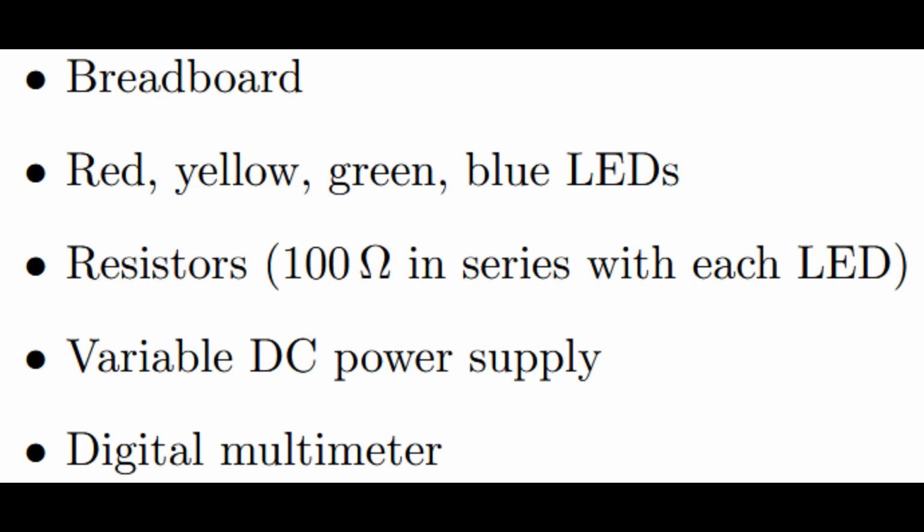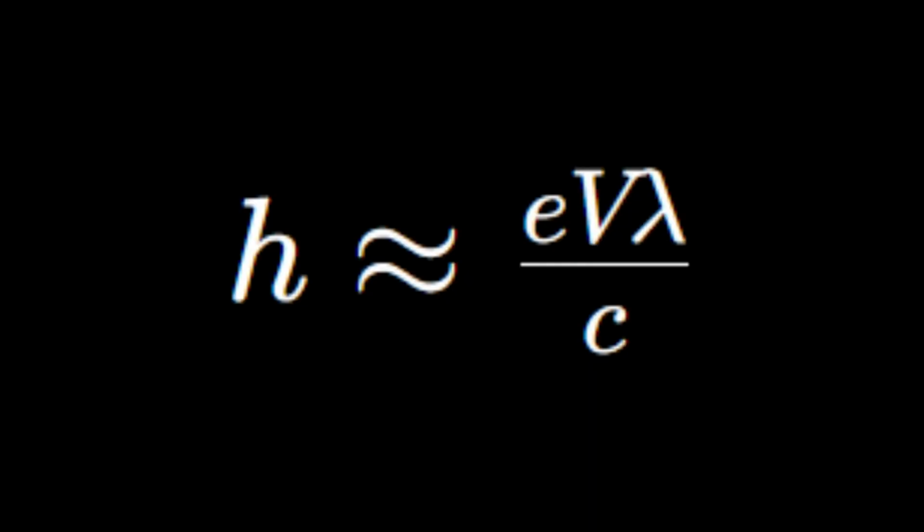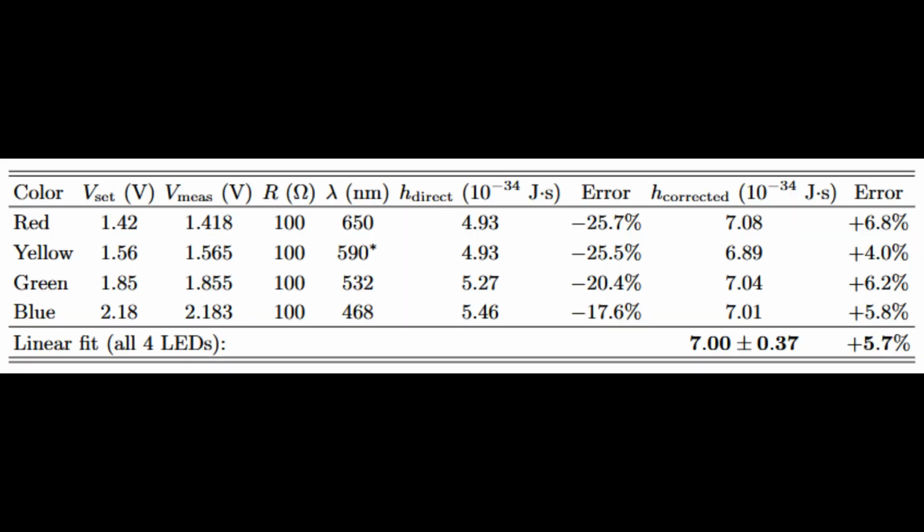These were the equipment we used to measure Planck's constant. We first constructed a circuit using the resistors and the LEDs. We tied them together and gave voltage to the circuit. Then we increased the voltage until the LED started to glow, and at that instant, we noted the voltage. Then, using this voltage value, we plugged it into the equation on the screen right now. That was how we measured our Planck's constant experimentally.